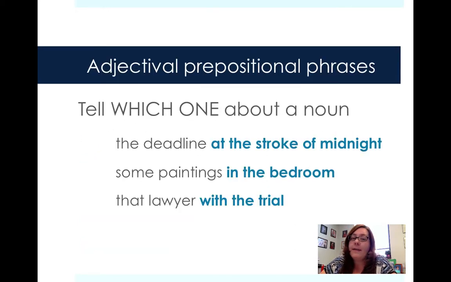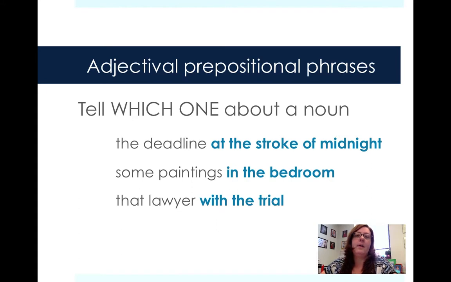So your adjectival tells which one regarding the noun. Now you may notice here, these are the exact same prepositional phrases I used as examples of adverbials. Now they are functioning as adjectives. Why? Because they're modifying something different. They're no longer modifying a verb, they're modifying a noun.